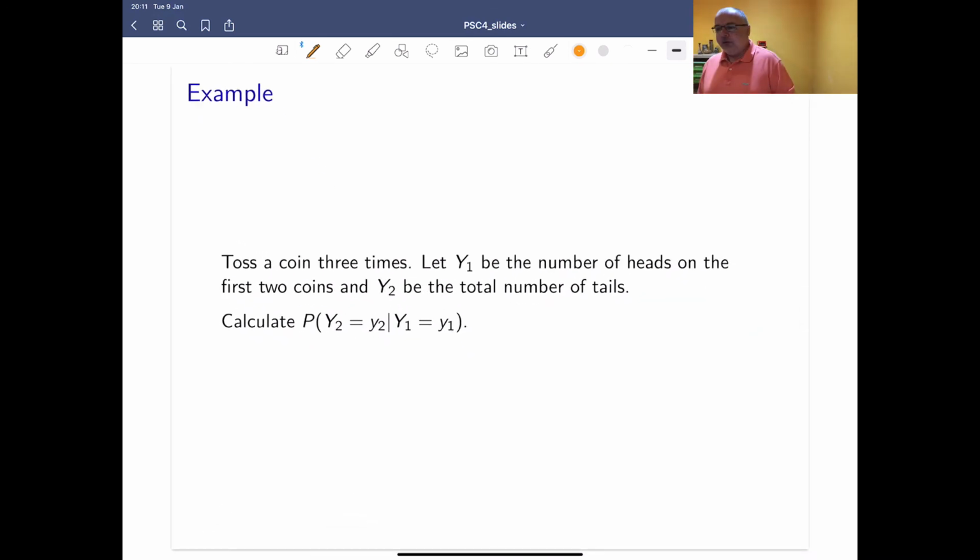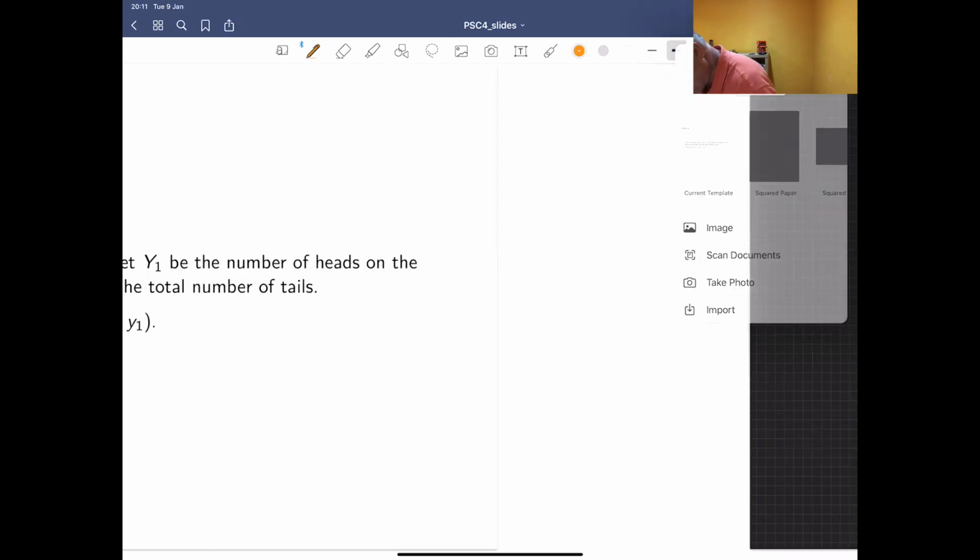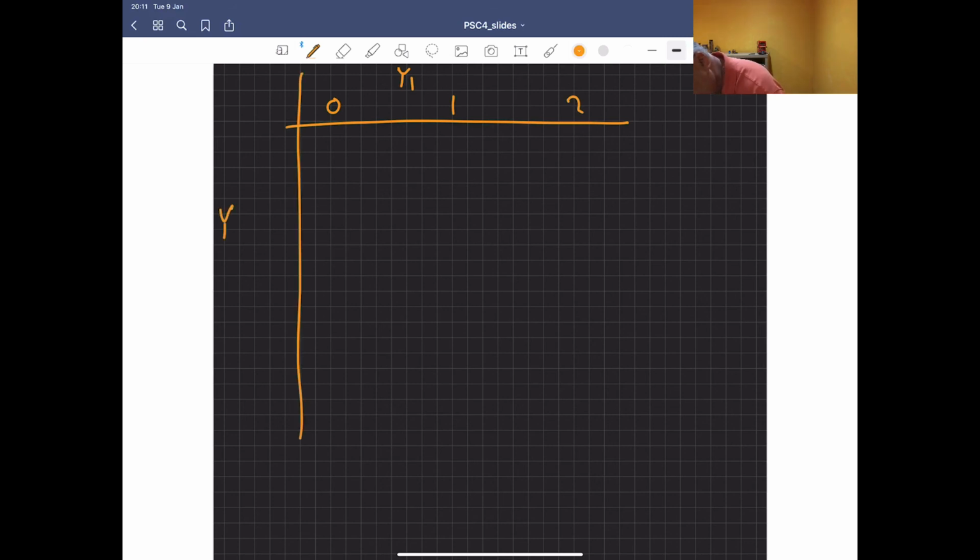Now we could do the opposite way. We could condition on y1. So, again, we will go back. We will draw up our y1, which is 0, 1, 2. Our y2: 0, 1, 2, 3. Put in the values 0, 0, and 1/8. 0, 2/8, 1/8. 1/8. 2/8, 0. 1/8, 0, 0.